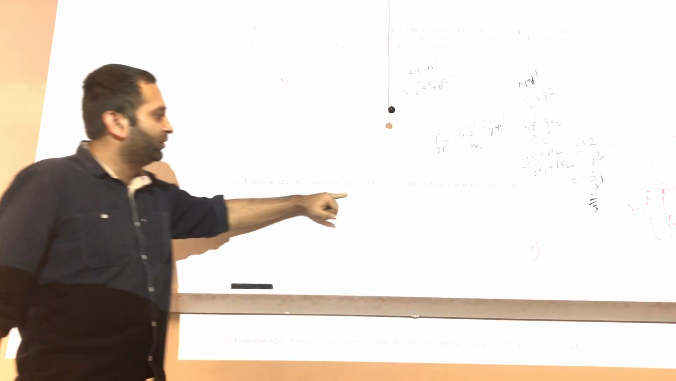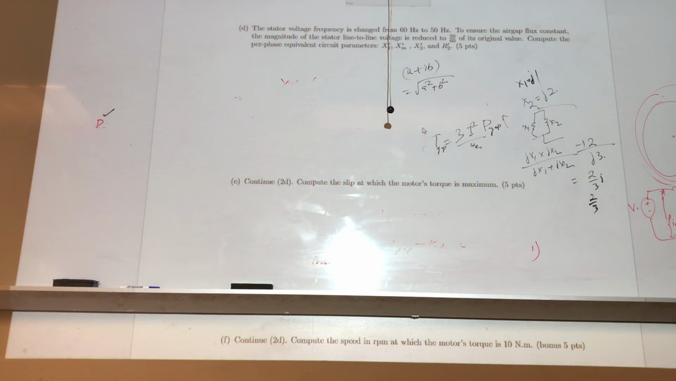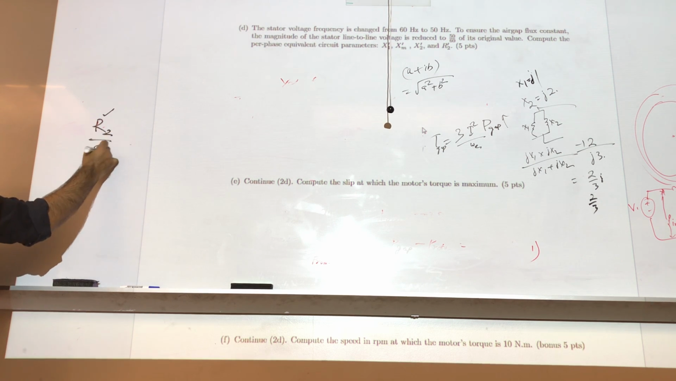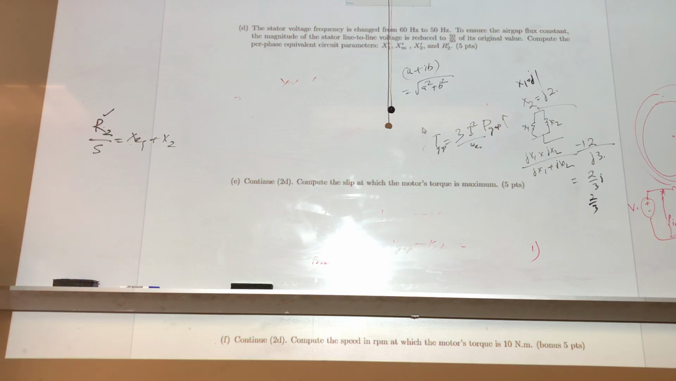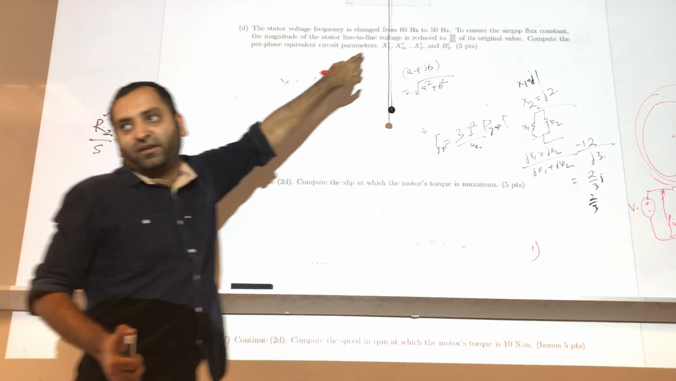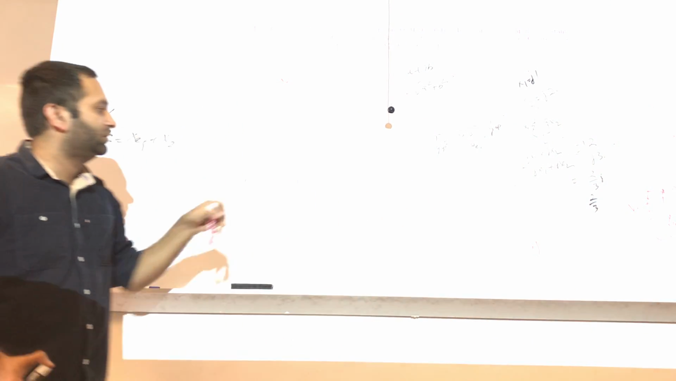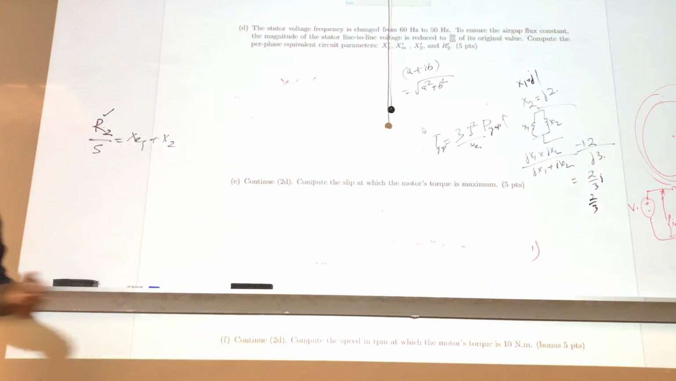So the next question is compute slip when the torque is maximum. So it's just the same formula we used, which is R2 over S equals X equivalent plus X2. Why do we have this question? Because X1, X2, everything changed because of the frequency. So it's asking you to find the slip at maximum torque with the new value of X. But the process is the same. If you understand the previous one, you can do this one. Is this clear?